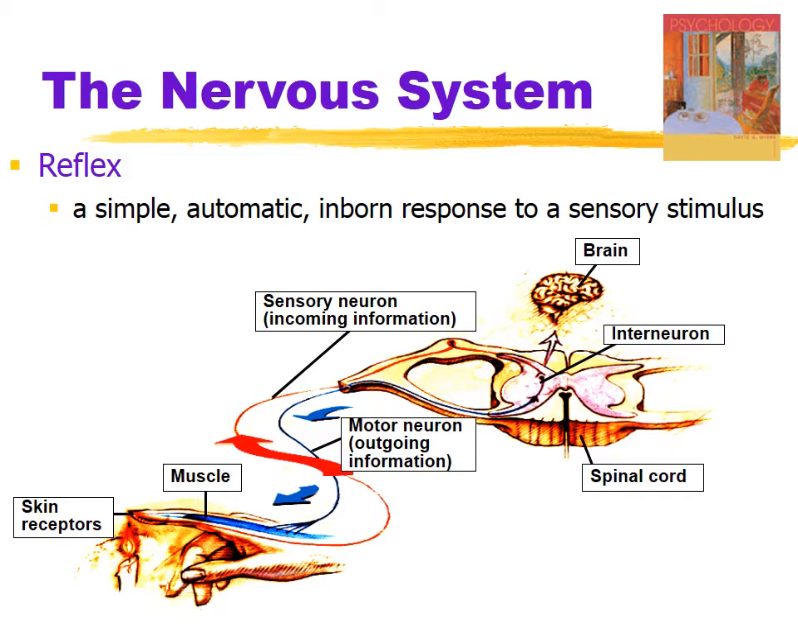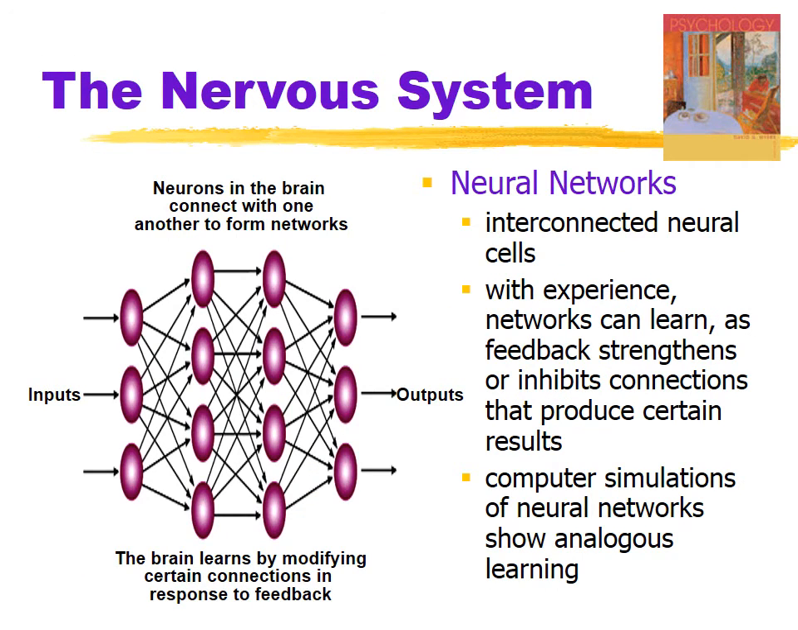There's an obvious benefit to this insofar as if it took too long for us to receive that information and process it, we could get badly injured before our brains had a chance to respond. Neural networks are interconnected neural cells, and the neural network can involve a number of inputs from different senses, eyes, ears, nose, and so on, and a number of different outputs in terms of action and other kinds of behavior.